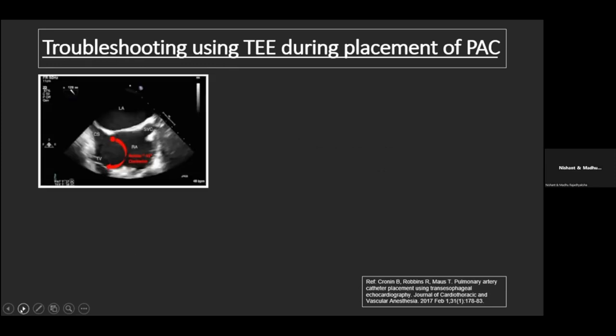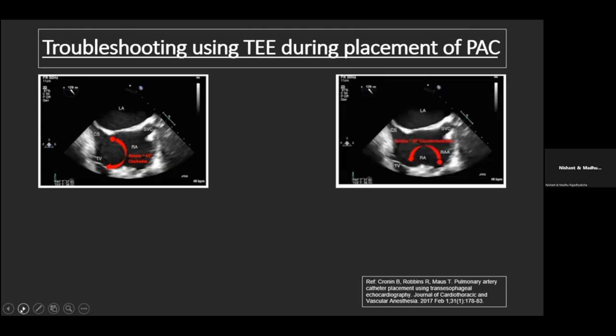The first view is a modified mid-esophageal bicaval view. The catheter is shown in red color. It is in the area of the coronary sinus. If we give a clockwise torque, it will get directed to the tricuspid valve. In this image, the image is developed at 90 degrees, and hence a clockwise torque will produce an anti-clockwise turn in the catheter on the image.